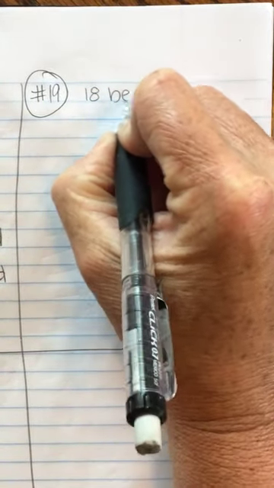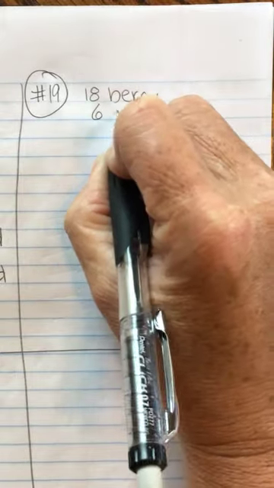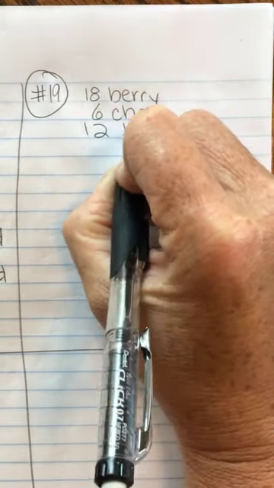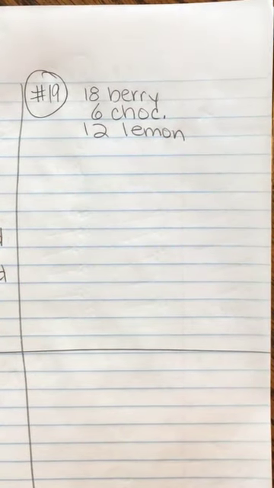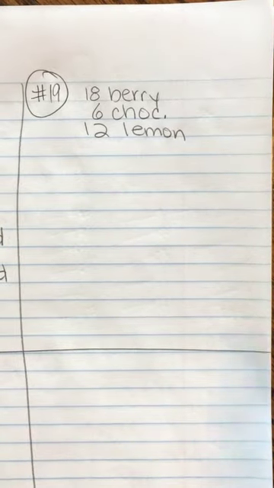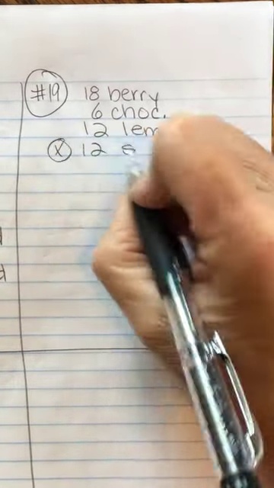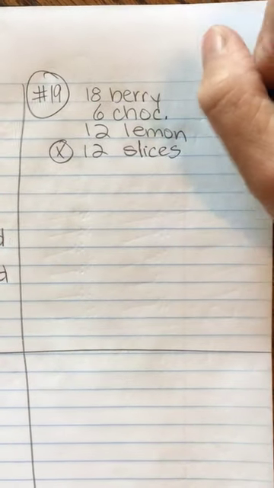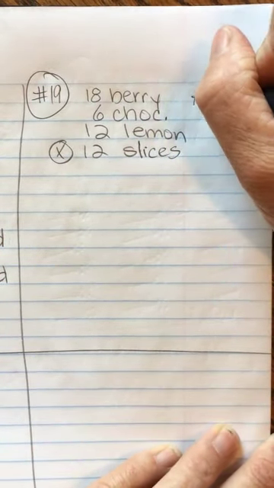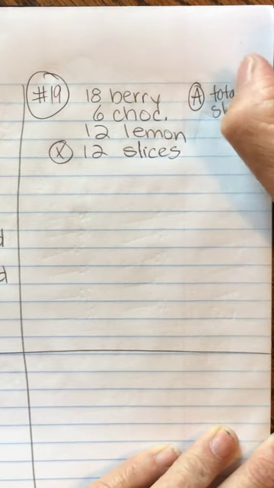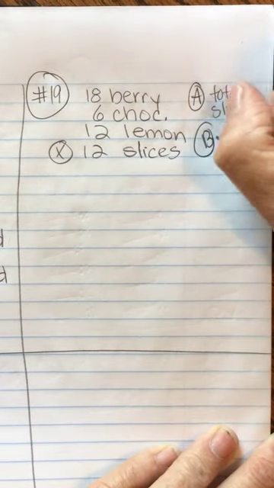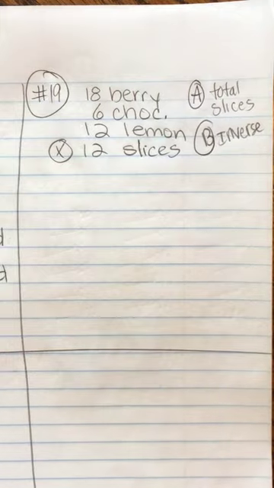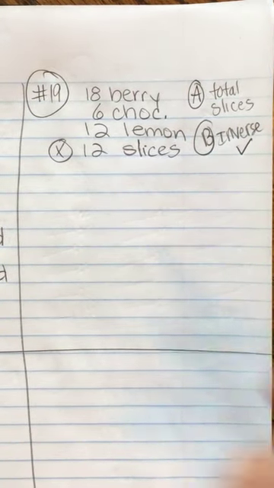Yenzel and Allison made cakes for our house party. We have 18 berry, 6 chocolate, and 12 lemon. Each cake was cut into 12 equal slices. So we want to know times 12 slices. A is how many slices in all, so total slices. And B, we're going to use the inverse operation to check. That we can do, no problem.